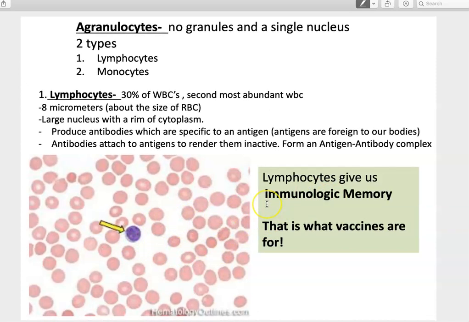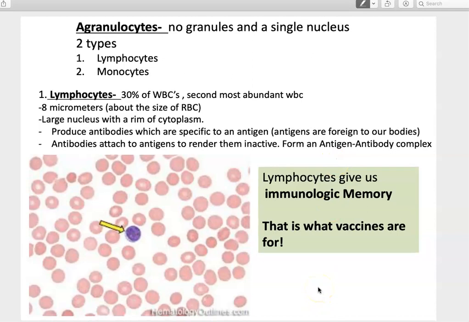And it is these lymphocytes that give us what we call immunologic memory. Immunology is just the study of our immune system. So we're talking about our immune system, our defense system that protects us from foreign invaders. And that is how we make vaccines. When you are given a vaccine, you are given antigens. Now, these are inactive antigens. They're not going to make you sick, but they're going to trigger antibody production to those antigens.